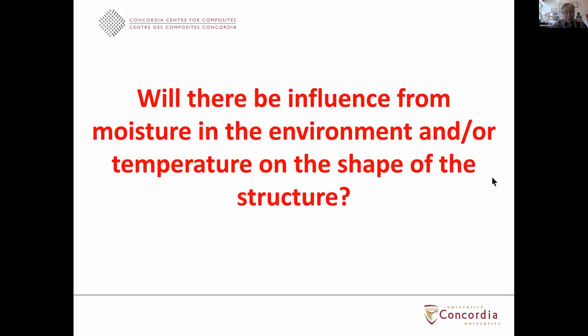The main topic of the discussion today is that people are asking the question, suppose we are subjecting this unsymmetric laminate, what is the effect of moisture in the air, and also the temperature of operation, on the shape? Does it change a lot or not? What will be the situation? For practical application, we need to answer that kind of question. So that is the subject of my topic today.